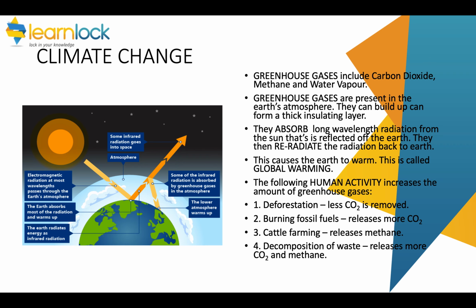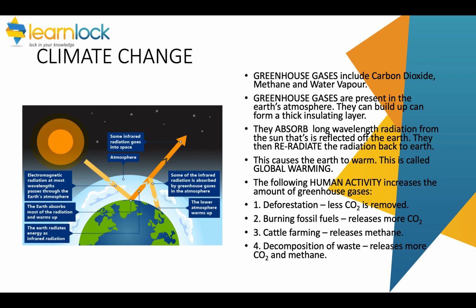Those greenhouse gases absorb long wavelength radiation from the sun, and then they re-radiate that radiation back to the Earth, as you can see here. So they're reflecting it back into the Earth, and the Earth is getting warmer. Normally those levels aren't a problem because it just makes the right temperature for Earth to sustain life. But over the last 200 years, the temperatures have been increasing because those layers are getting thicker. Especially in the last 10 years, we've had some of the hottest temperatures.